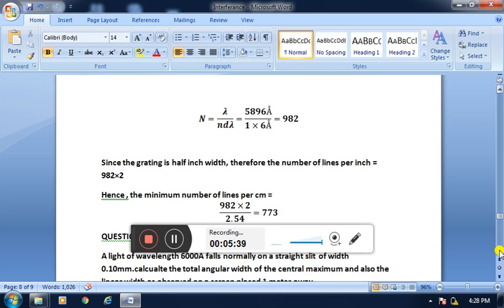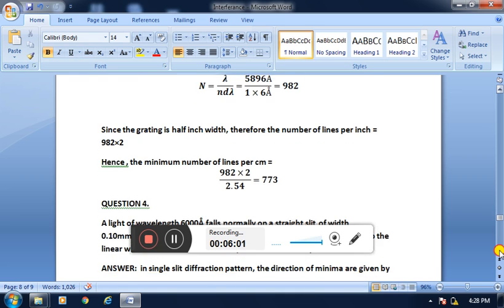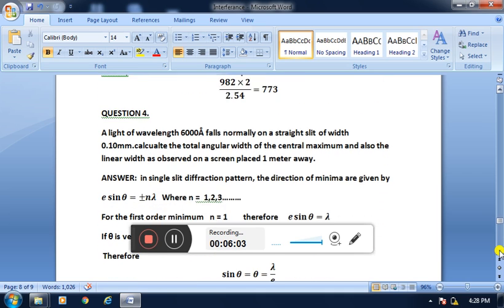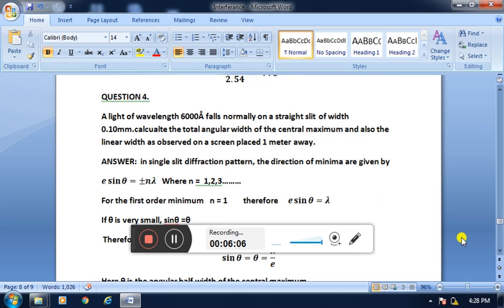The grating is half inch width. Therefore, the total number of lines per inch becomes 982 multiplied by 2. Then the minimum number of lines per centimeter becomes 982 multiplied by 2 divided by 2.5, which is equal to 773. That is the answer.